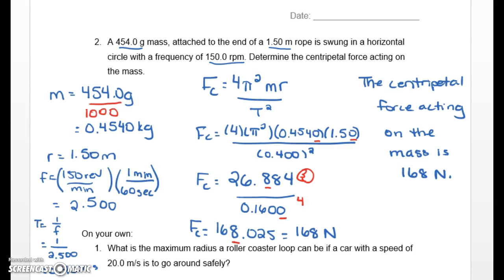Alright, and so the rest of this is the on your own practice. So if you guys want to, your answers are at the bottom of your worksheet, and there's also detailed solutions on the website. But please make sure you do try them out on your own, so that way you are getting that understanding and getting that thinking going through your head.